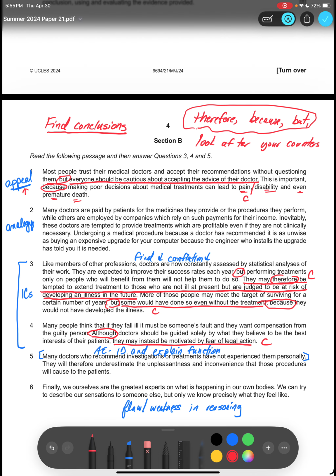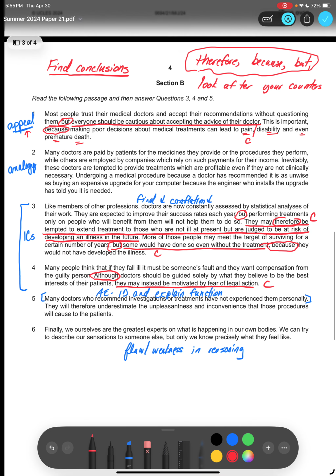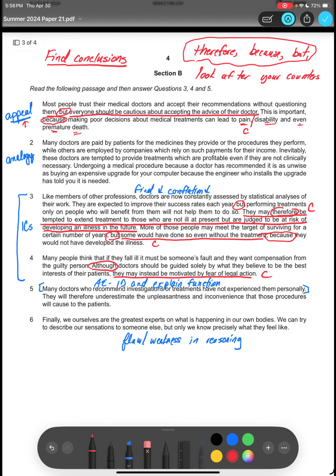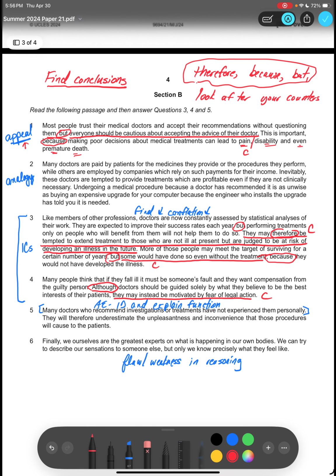Many doctors are paid by patients for the medicines they provide or the procedures they perform, while others are employed by companies which rely solely on payments for their income. So these are just reasons and examples, and they're reasons for something. Inevitably, these doctors are tempted to provide treatments that are profitable even if they are not clinically necessary. They're paid by patients for medicines they provide and procedures they perform, and others by companies that rely on these payments. Therefore, they are tempted to provide treatments which are profitable even if they are not clinically necessary.